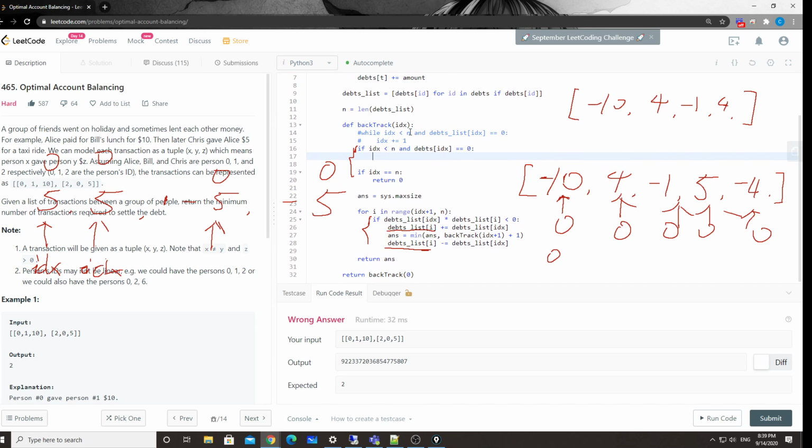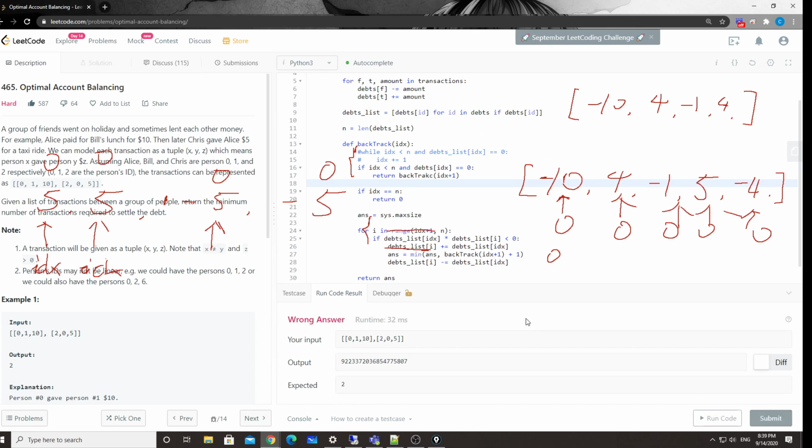We can simply return the backtrack of the index plus one, okay? Because we're not settling everything. I think this should also work if I'm not mistaken. Nah. Hmm.